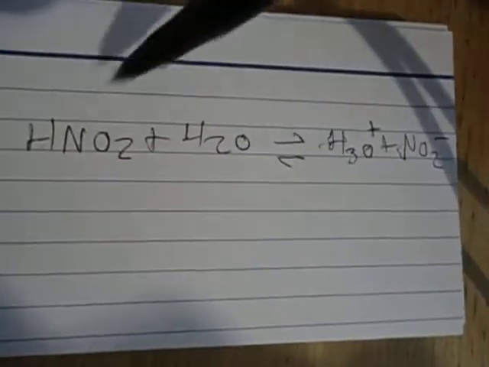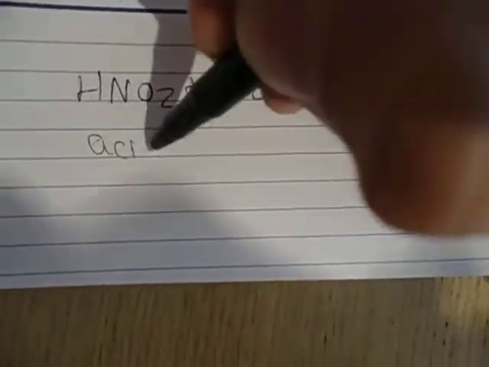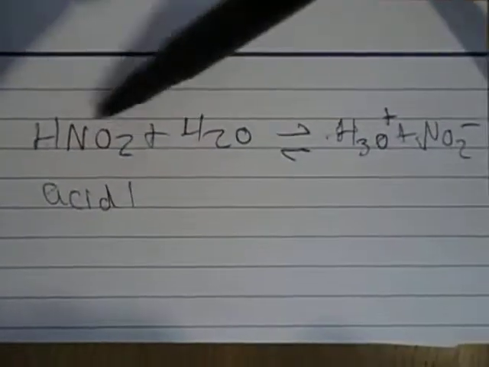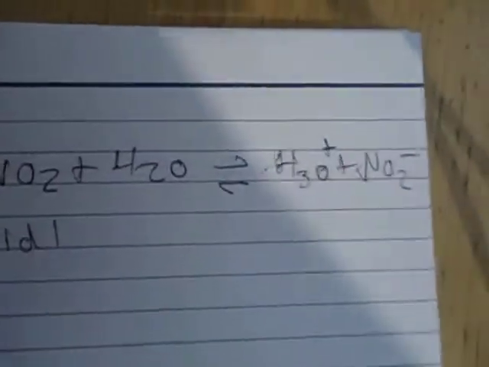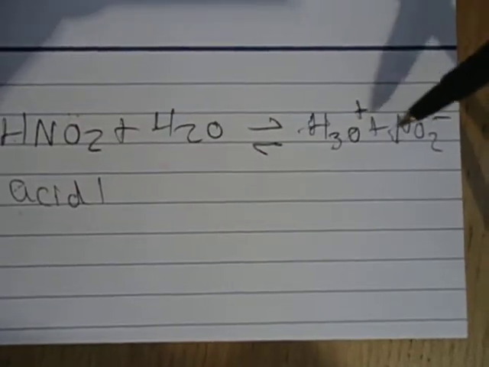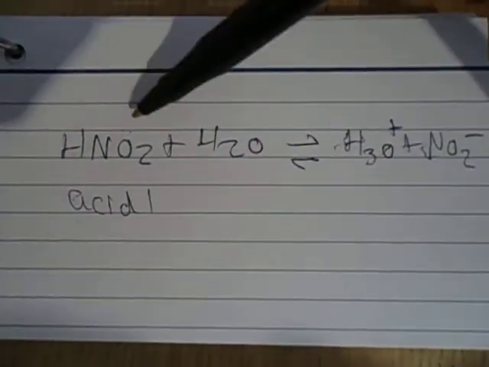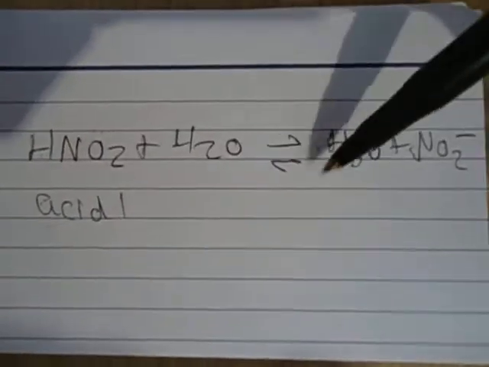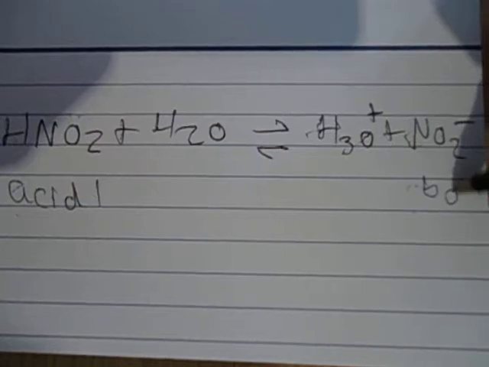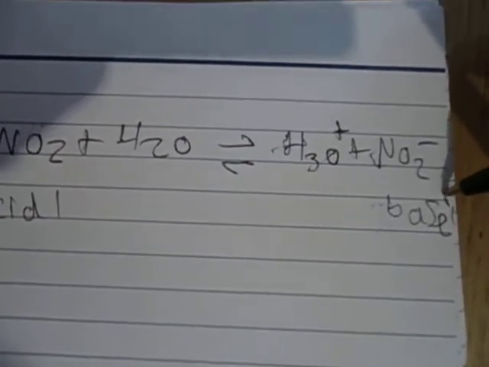So our first acid we have is nitrous acid, so we label this acid 1 in the exam. And then this is the conjugate base of nitrous acid, and a base is a proton acceptor, so this can accept protons, and if it was to accept the proton, it would form the nitrous acid again. That's why we've got the equilibrium sign here. So label that as base 1.